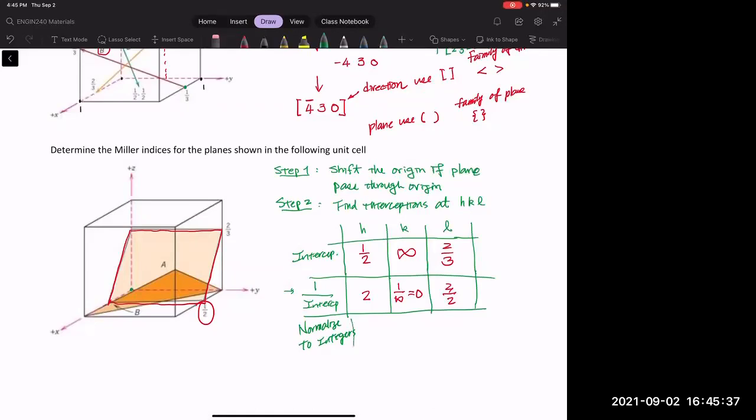And then you normalize to all integers, meaning you have to multiply it by a number to make all the numbers integers. In this case, we're going to multiply by 2, because when I multiply by 2, the 3/2 will be an integer. So then this one will become 4. This will be 0. This will be 3. And then this is your plane. The plane A is going to be (403), with the parentheses around that.